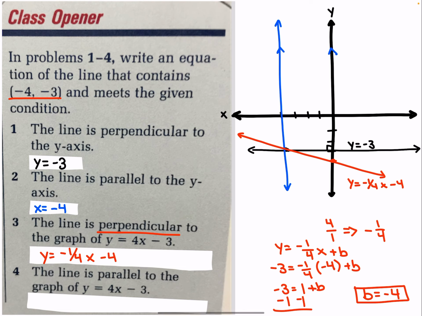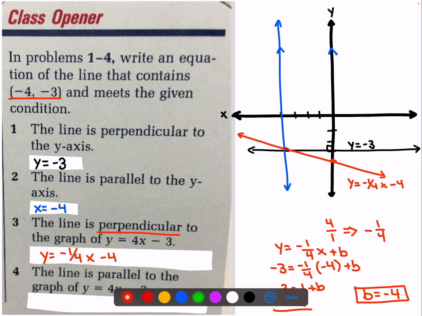As for our final, we want the line that is parallel to the graph of y equals 4x minus 3. This time, the slope will remain the same. We're going to do the same thing with the rest of the numbers, though. Again, this is x, this is y for -4 and -3. So we have y equals 4x plus b. I can plug -3 in for y, -4 in for x, and solve for b. This will give us -3 equals -16 plus b. If I add 16 to both sides, we get b equals 13.